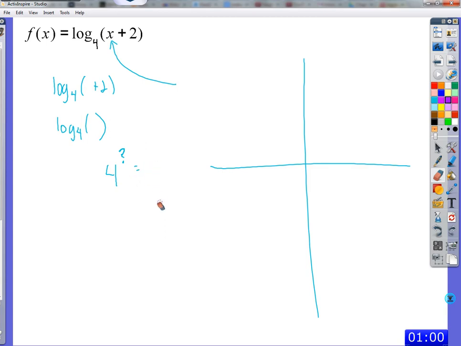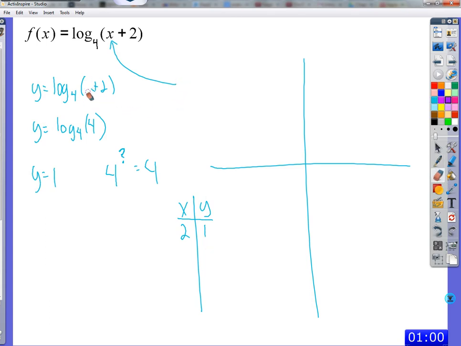Because we don't want to take 4 to some power and try to get 3. It'd be easier to get what? 4. It'd be easier to get 4, right? That's log base 4 of 4. That would be what we need to put in for x. 2. We need to plug 2 in for x. If we plug in 2, we'll get log base 4 of 4. What's log base 4 of 4? It's 1. So y is 1 when x is 2.